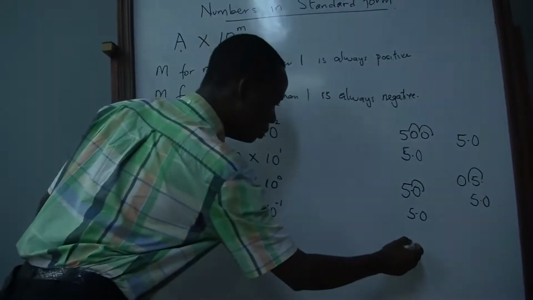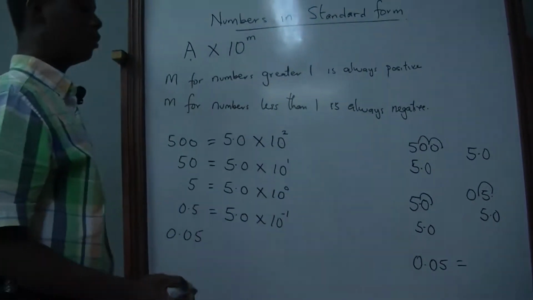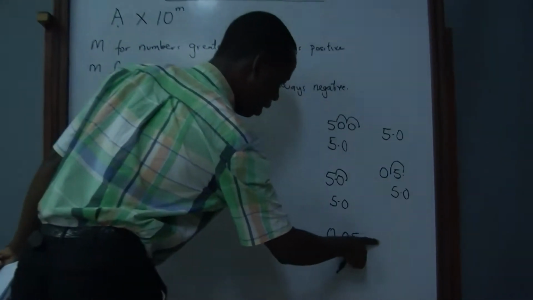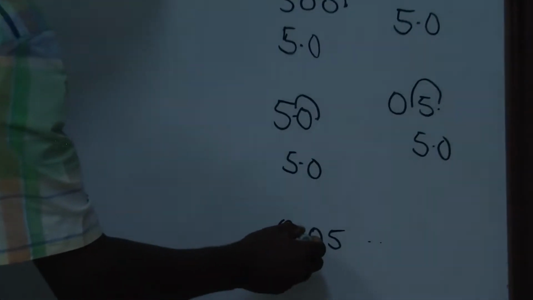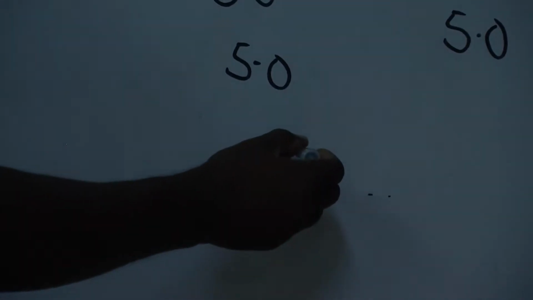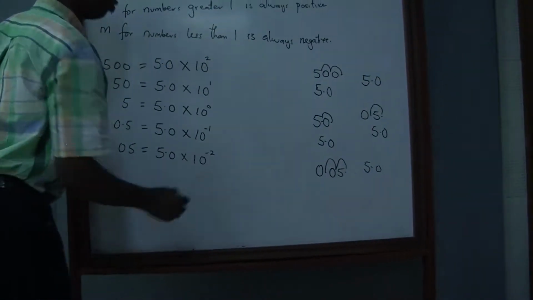Here we have 0.05. 0.05 equals, what would that give us? This decimal point will be moving, and we know it's moving towards the right, so it's going to be negative. So it's moving 1, 2. It's moving 2 places. That will be 5.0. We're going to have 5.0 times 10 raised to the power of -2.